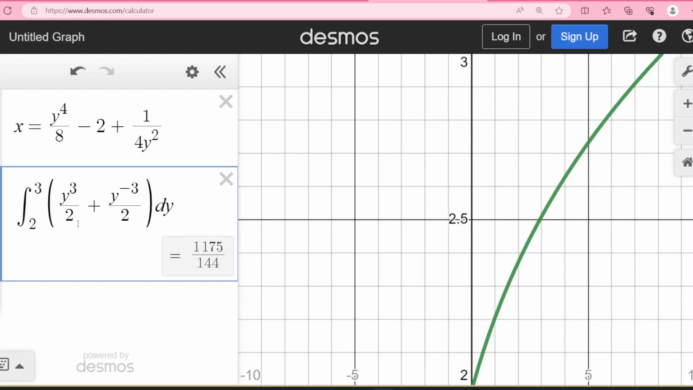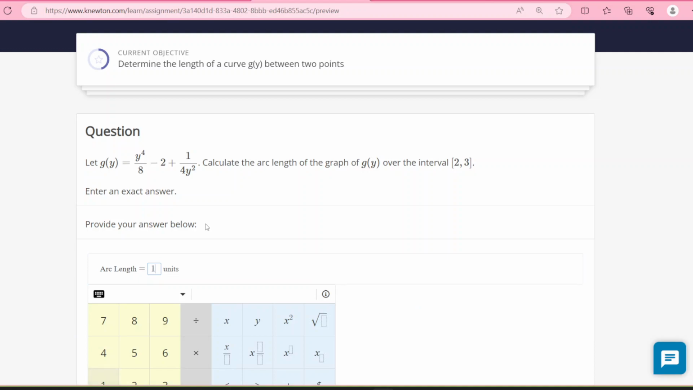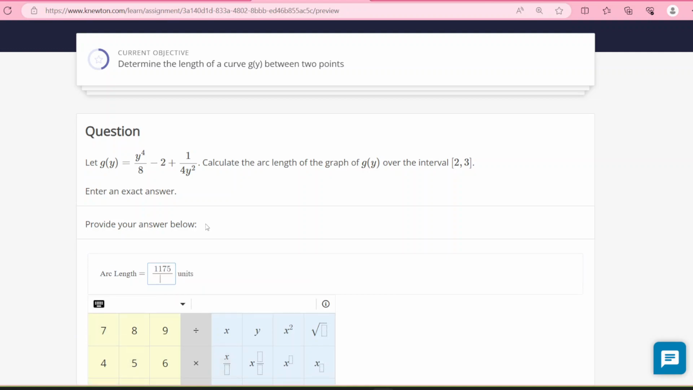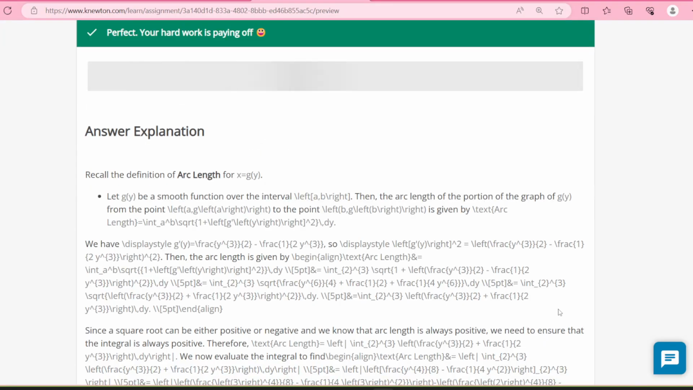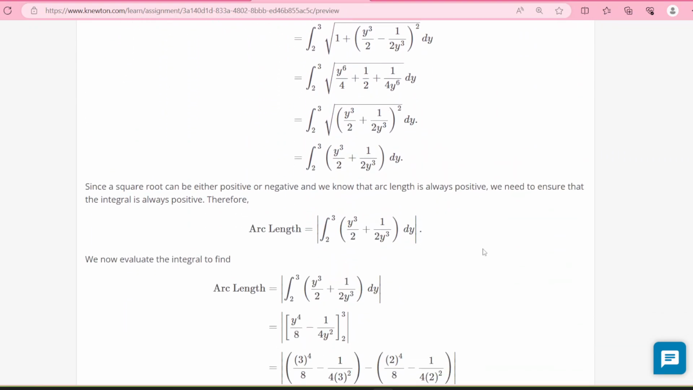Yeah. So in the future problems in this video, if I notice that something's going to be rational, it can be expressed as a fraction, I'm just going to go to Desmos to save time. Yeah, so this is 1,175 divided by 144 units long. And they go through the whole deal here.